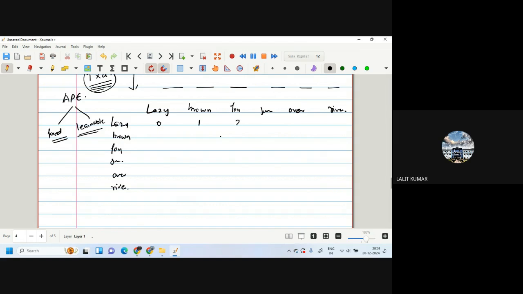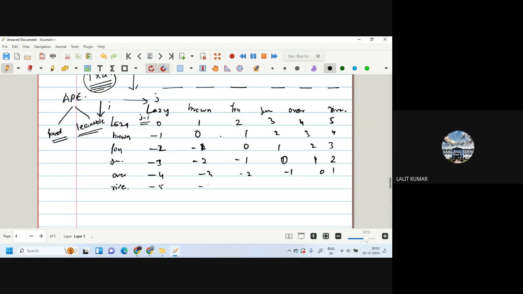So this is 0, 1, 2, 3, 4, 5. Here it will become -1. So this is j and this is i and this is j minus i. Okay. 1, 2, 3, 4. -1, -2, 0, 1, 2, 3. -2, -1, -3, -2, -1. 1, 0, 1, 2. -2, -1, 0, 1. And this will be -5, -4, -3, -2, -1, 0.